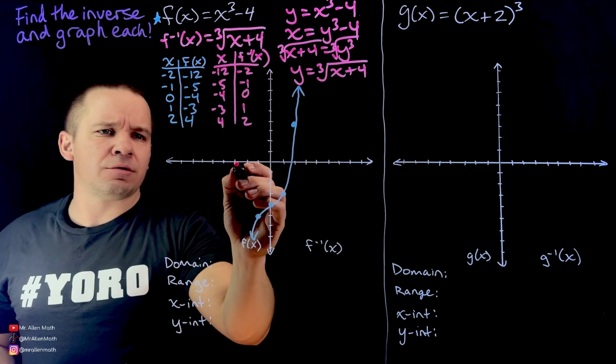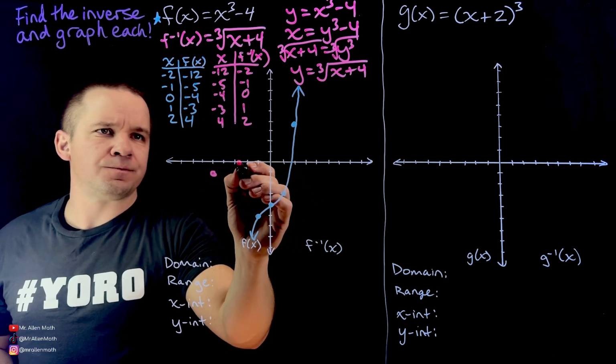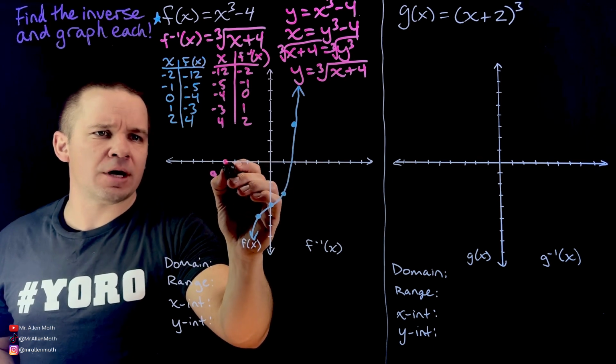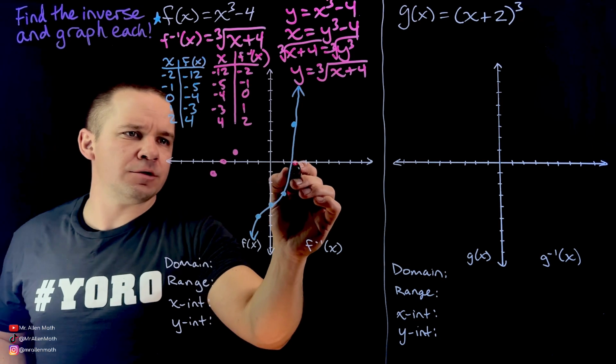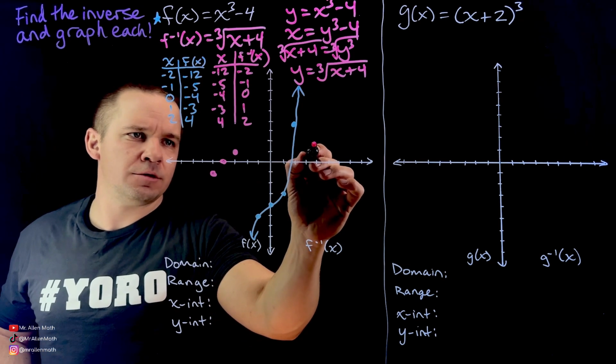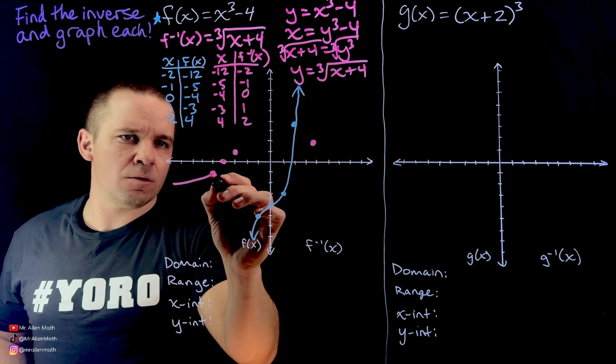-5, 1, 2, 3, 4, 5. Down 1. -4, 1, 2, 3, 4, comma 0. -3, comma 1. And then 4, 1, 2, 3, 4, comma 2. So we know it's going to be coming in like this.